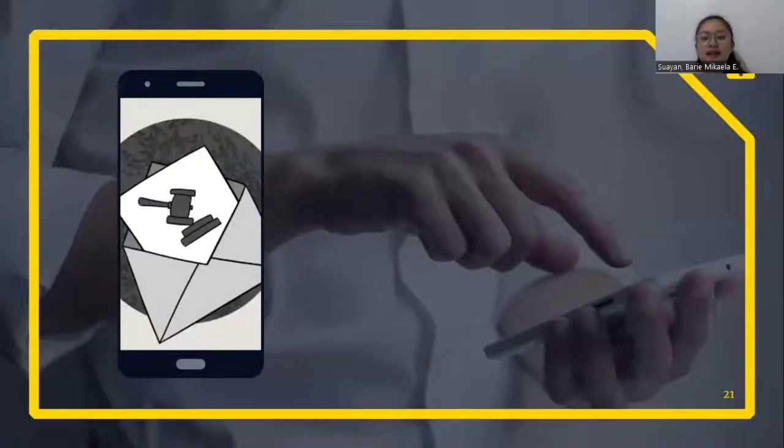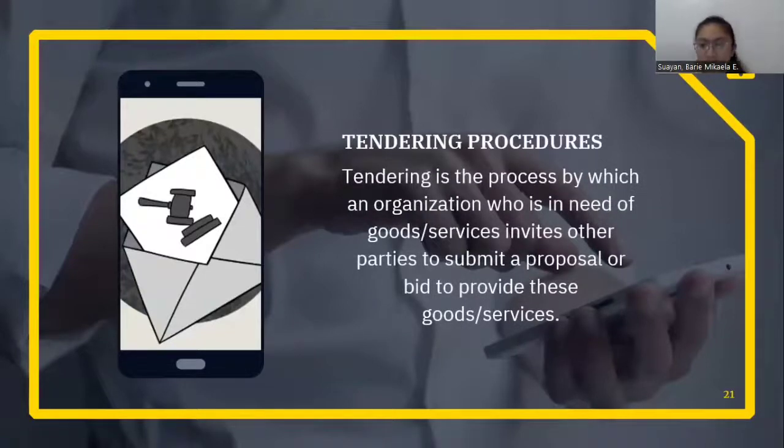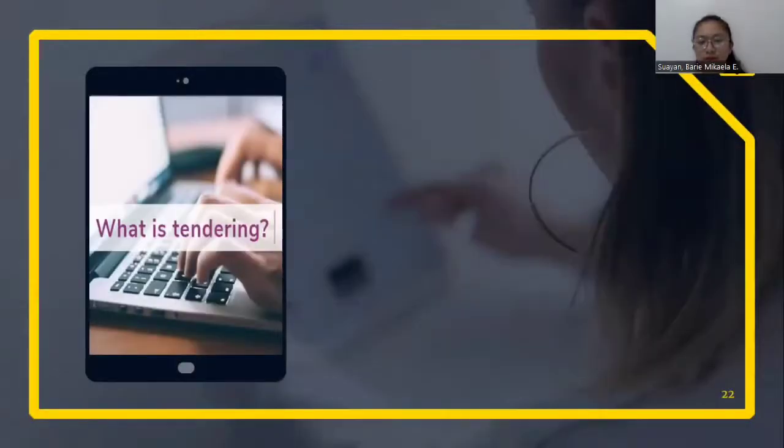Our next topic is the tendering procedures. Tendering is the process by which an organization who is in need of goods or services invites other parties to submit a proposal or bid to provide these goods or services. The process of choosing the best or cheapest company to supply goods or do a job by asking several companies to make offers for supplying the goods or doing the work.